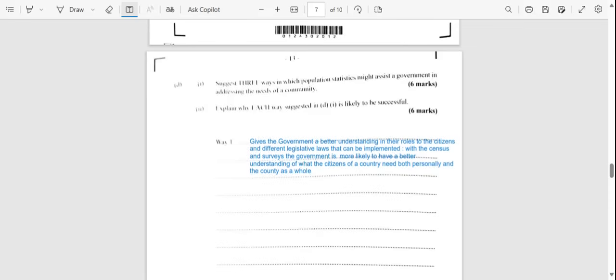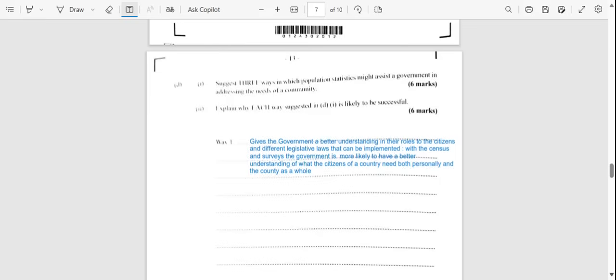As I said before, you might conduct a survey to figure out the particular needs of society. And this contributes to the government implementing different legislative laws that can be implemented with the census and surveys. The government is more likely to have a better understanding of what the citizens of a country personally need, or even what the country as a whole needs. And that's why we do censuses and that's why we do surveys.